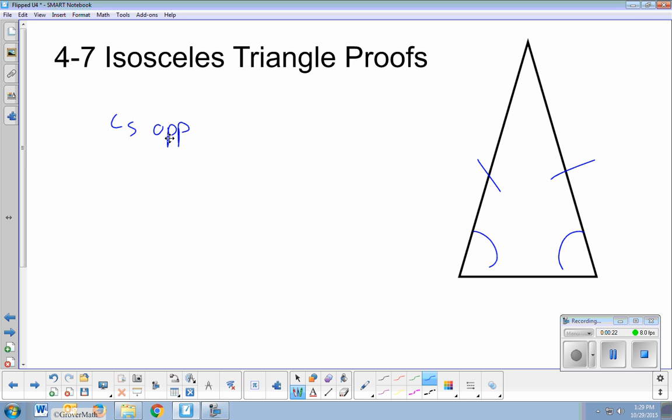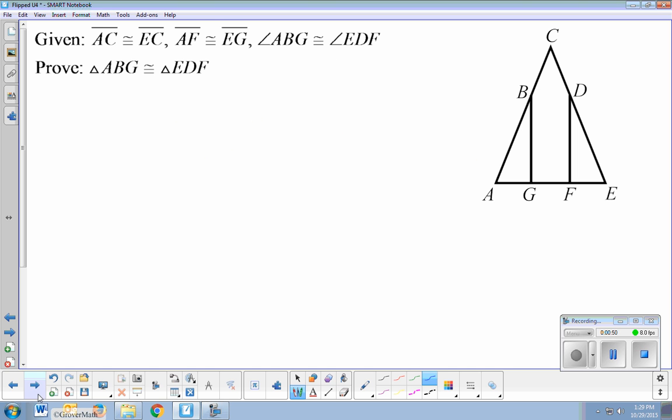So a phrase we're going to use in proofs when we're given an isosceles triangle is that the angles opposite congruent sides of a triangle are congruent. So if you're given a triangle with two congruent sides, then the angles opposite those sides in the triangle are also congruent. And that's really going to be the key of what we're doing here.